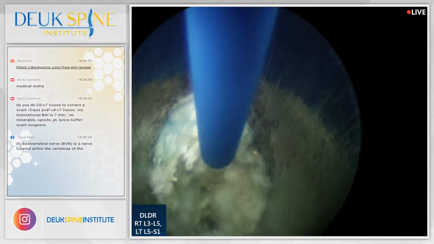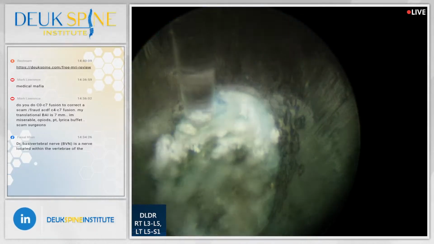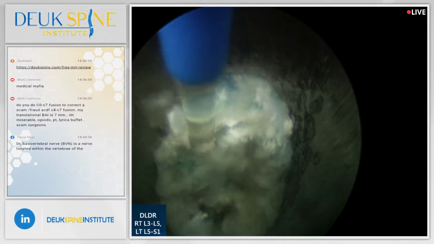That's why what looks like solid tissue is becoming a hole. We're debriding the tear. Any other questions? No current questions.